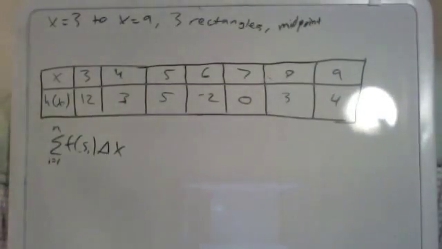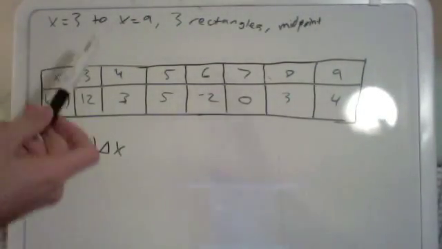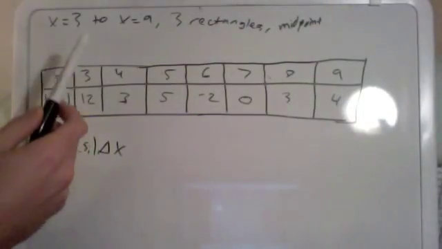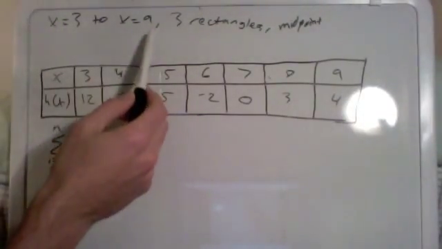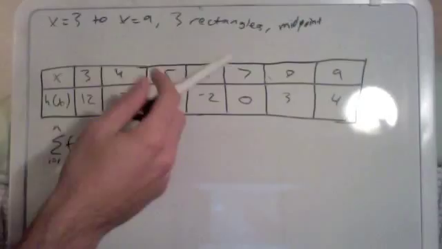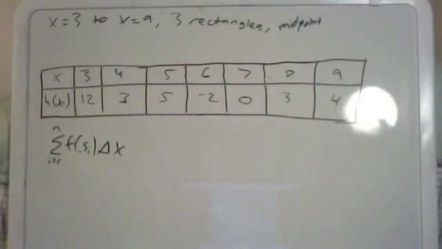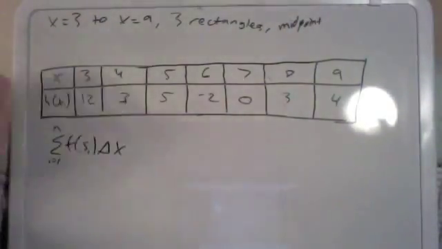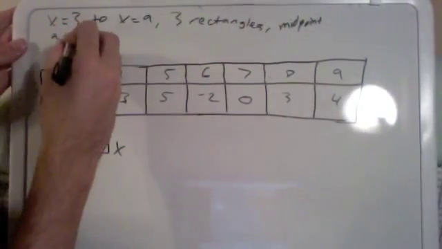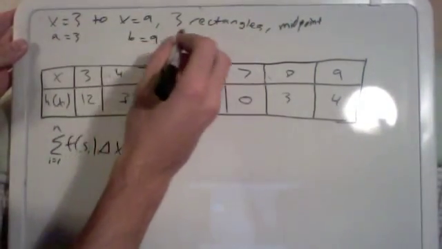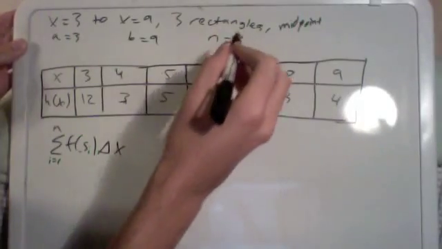Alright, now for this one, we're using a table again, and we want to find something called a midpoint Riemann sum from x equals 3 to x equals 9 with 3 rectangles, and again, it's a midpoint Riemann sum. So we find the a and the b just like normal. A equals 3, b equals 9, and n equals 3.